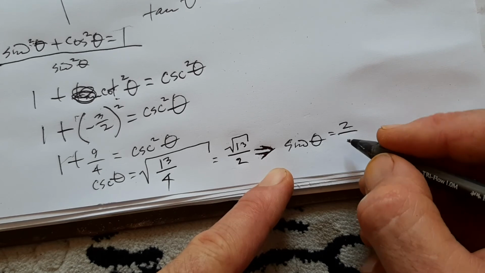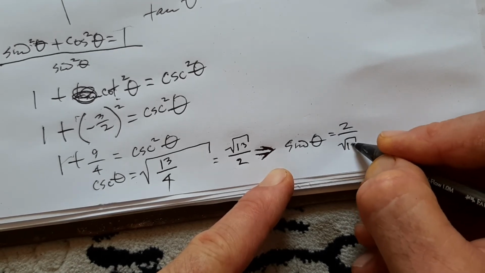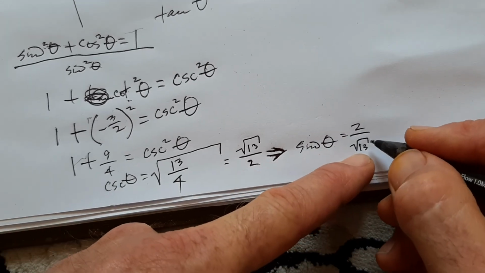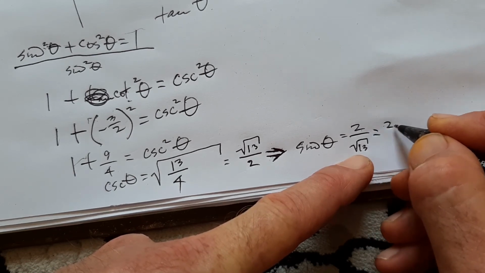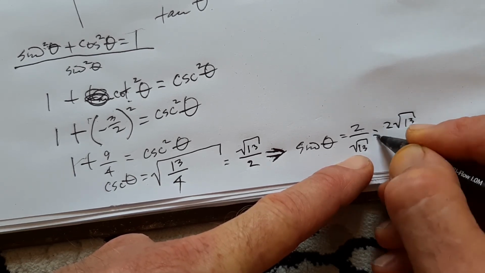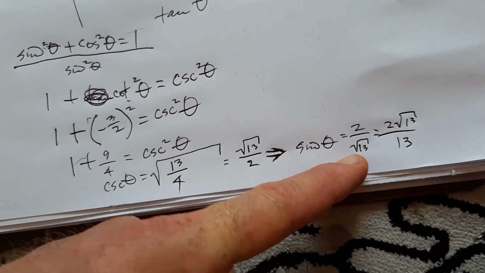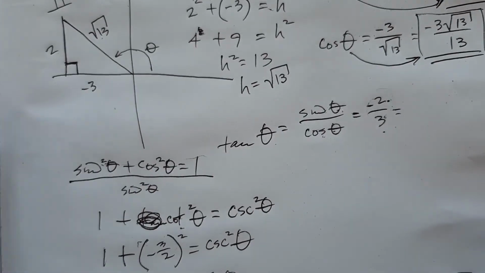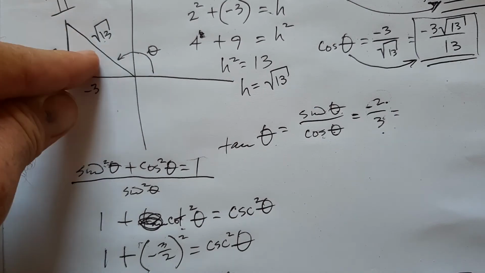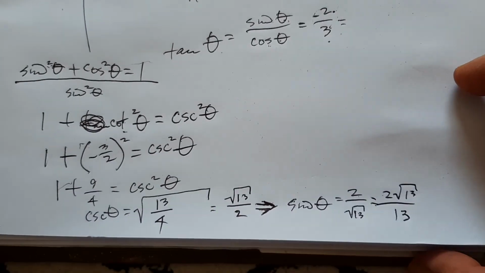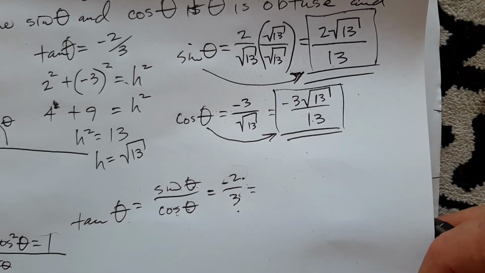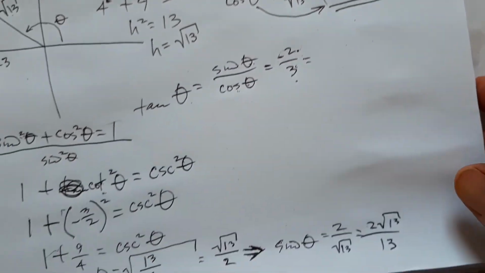So now I know that sine theta is the inverse of that, 2 over square root of 13. And multiply by square root of 13 over square root of 13 again, right? And you'd have 2 square root of 13 over 13. And sine is positive when the angle is obtuse, right? Remember that? Okay, so do they match? Sure enough, 2 square root of 13 over 13.